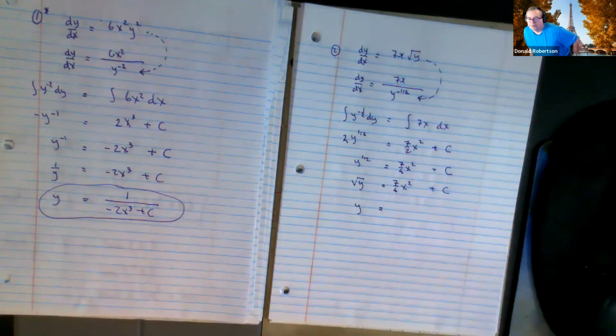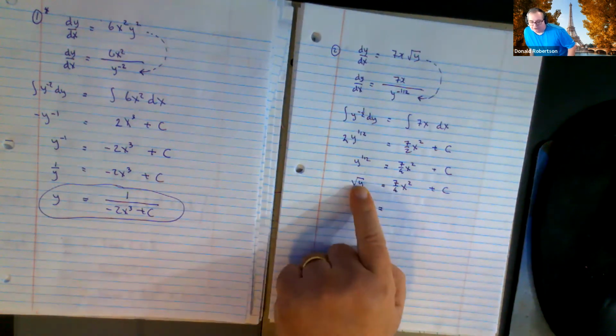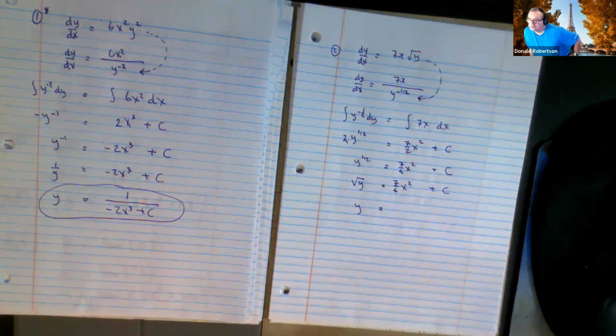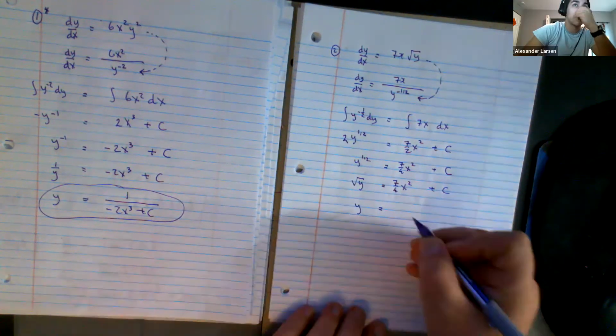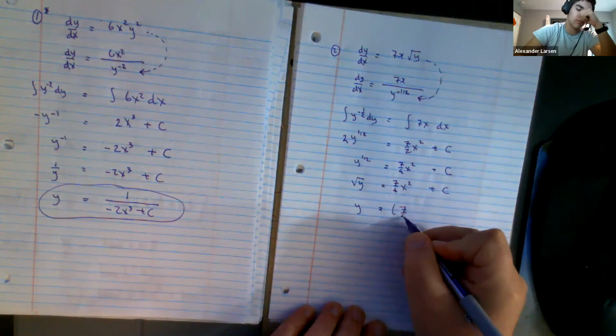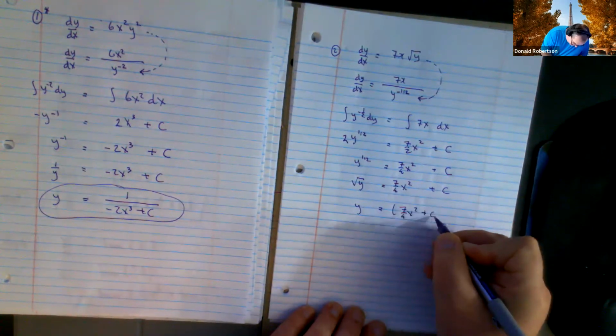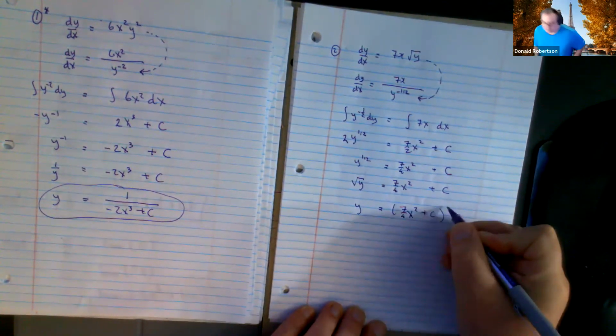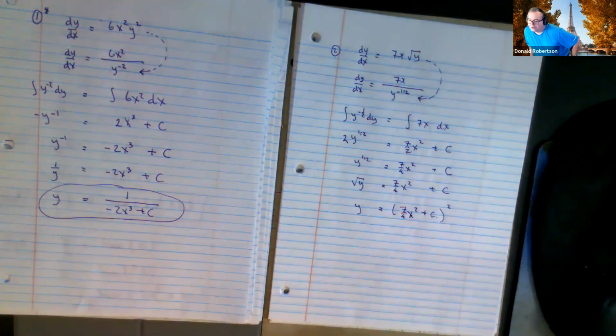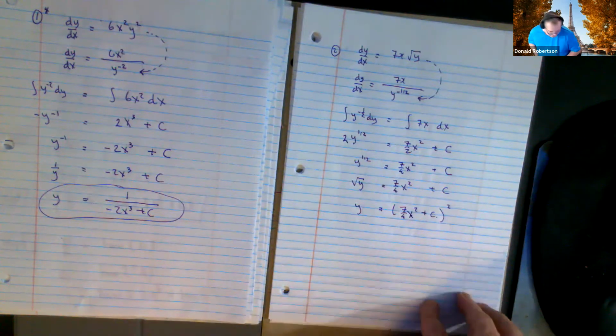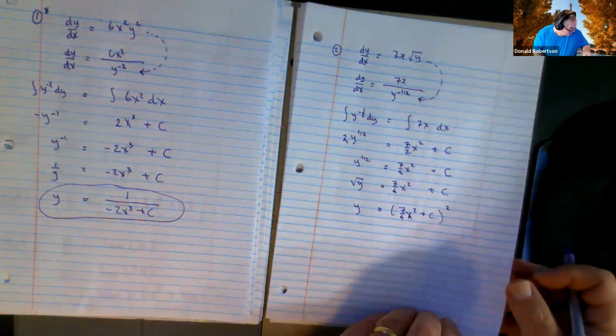What do I do to both sides to get from the square root of y to just a y? Square it. Right. And you've got to remember that this guy here is part of the package. You see that? It's the whole thing in brackets squared. And we're done. That makes sense. And that's our second one.